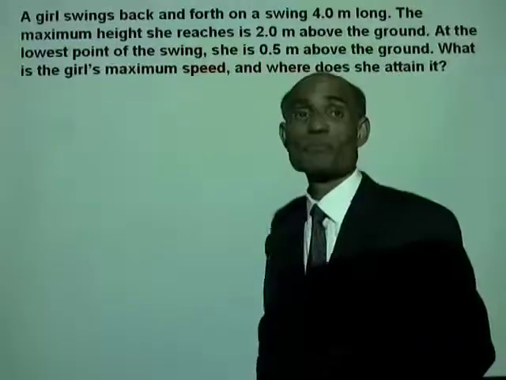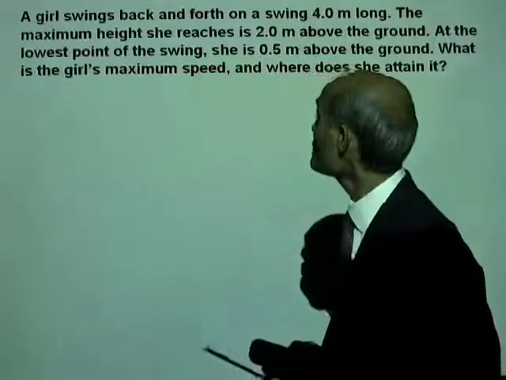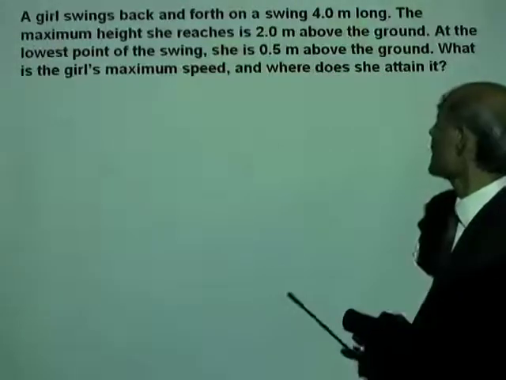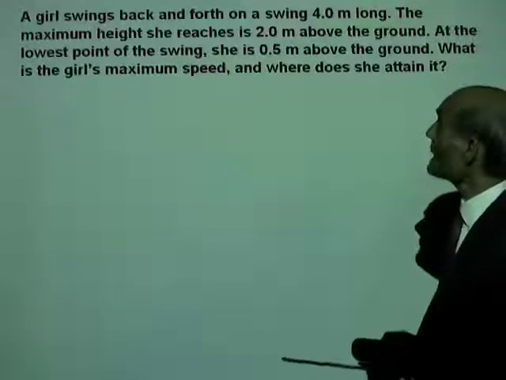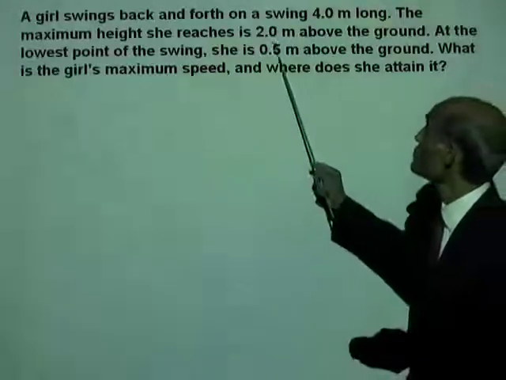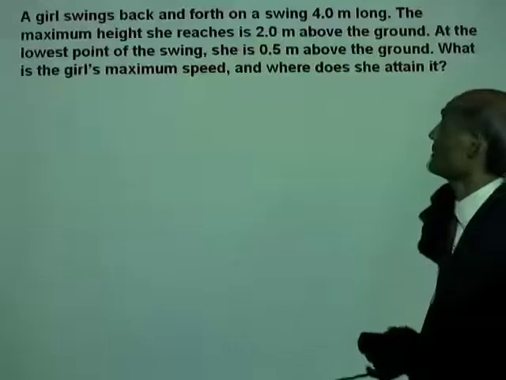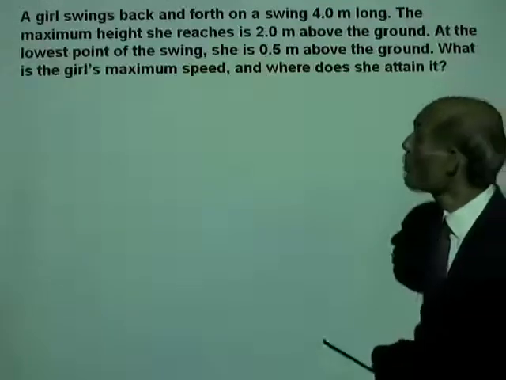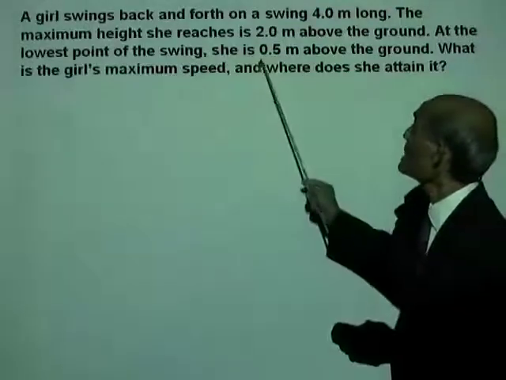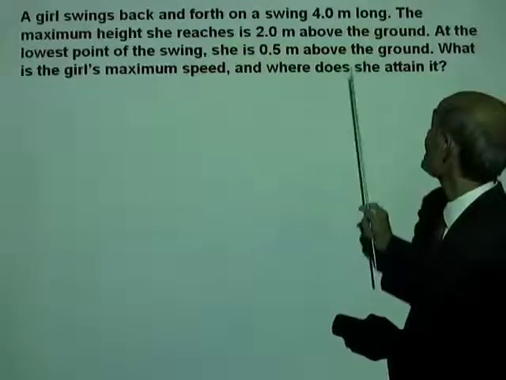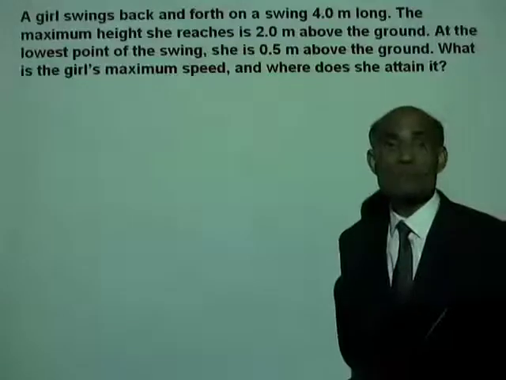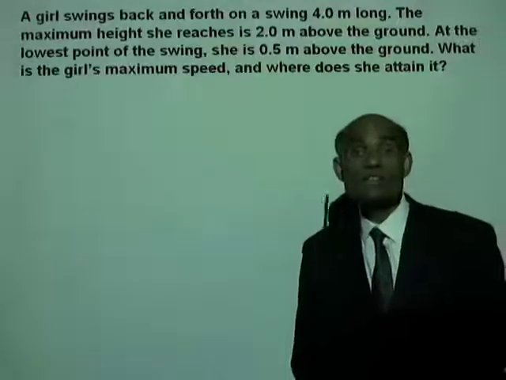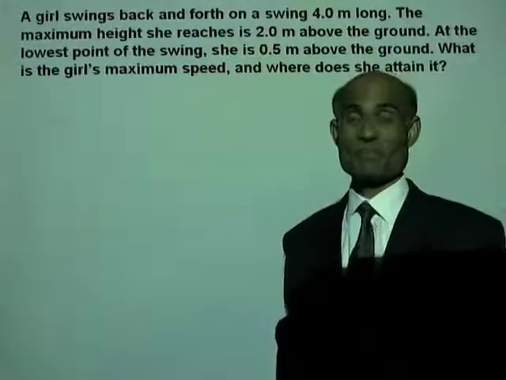Another problem. A girl swings back and forth on a swing 4 meters long. The maximum height she reaches is 2 meters above the ground. At the lowest point of the swing, she is 0.5 meters above the ground. What is the girl's maximum speed and where does she attain it?